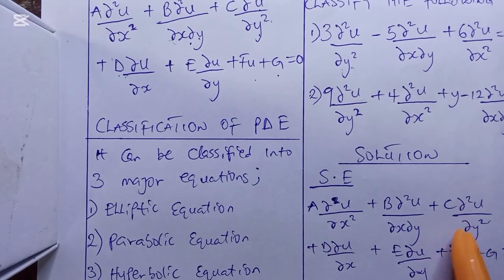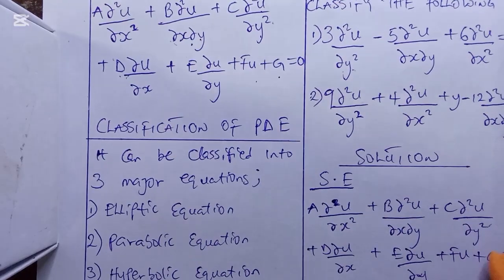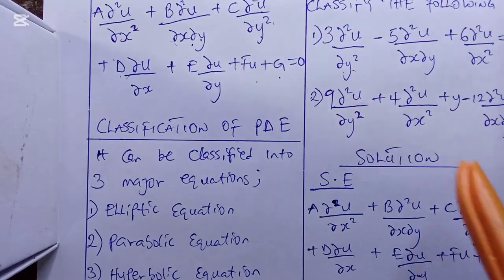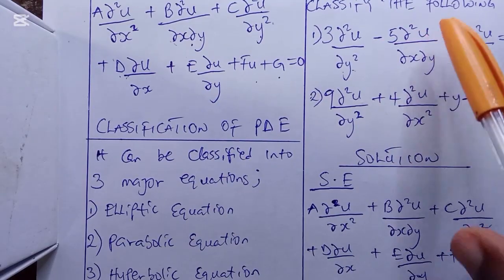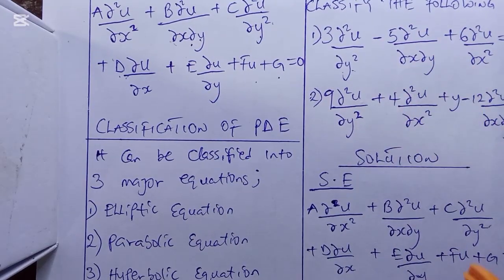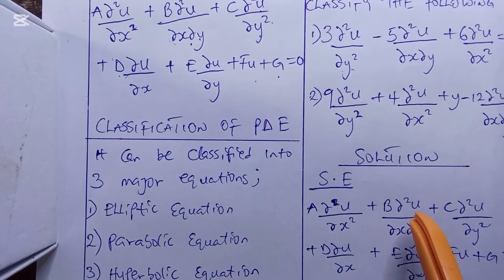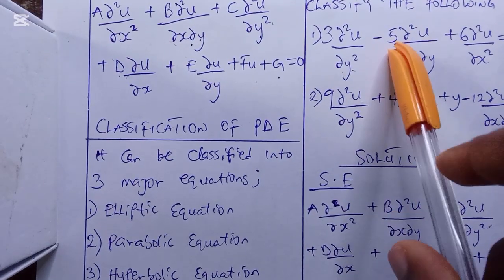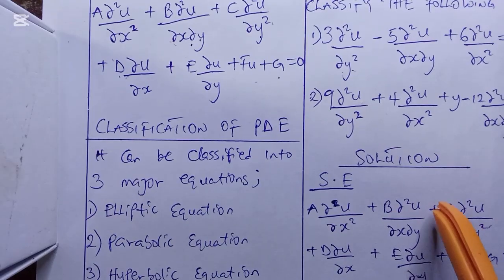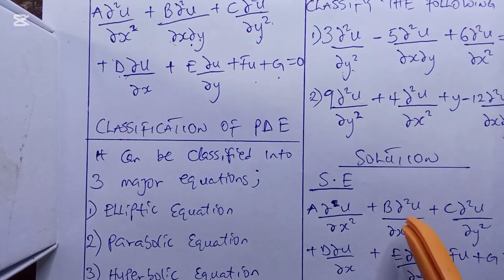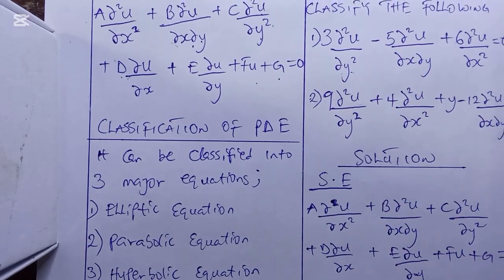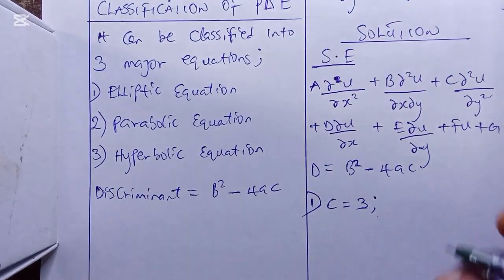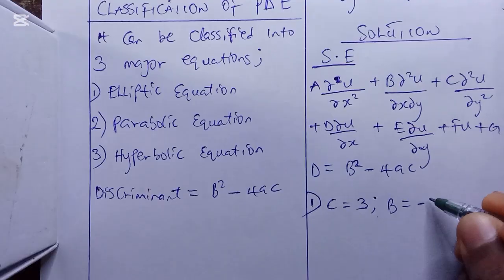This is C, partial square u over partial y square. So if we compare the two coefficients, C is equal to 3. And we have minus 5 partial square u all over partial x partial y. Comparing to our standard equation here, b is minus 5, because we have b partial square u all over partial x partial y. Compare this and this. You can say that our b is minus 5. So let's go down and write it. B equals minus 5.